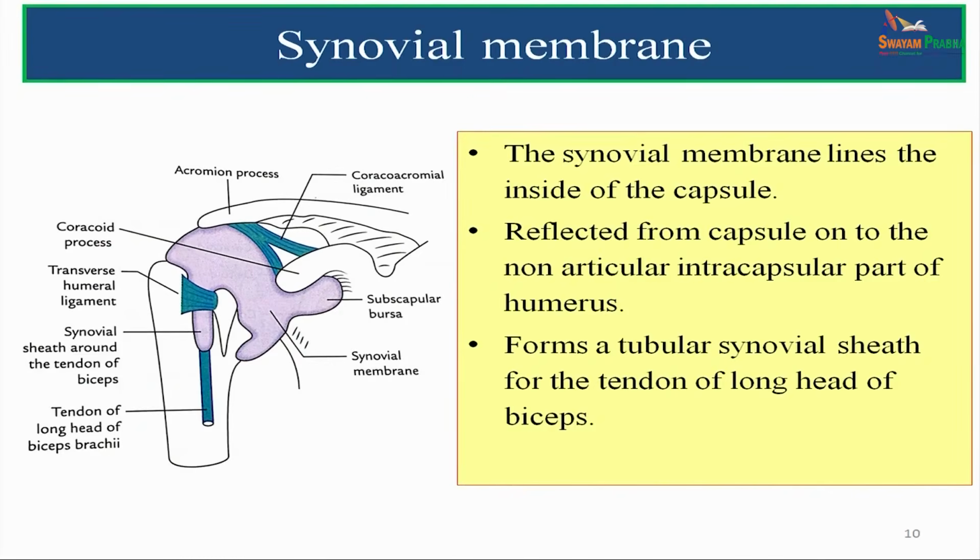The synovial membrane lines the inside of the capsule. The shoulder joint is a synovial joint, so obviously the capsule of the shoulder joint is lined on its inner surface by the synovial membrane. The synovial membrane is reflected from the capsule onto the non-articular intracapsular part of the humerus. It forms a tubular sheath as well, for the long head of the tendon of biceps brachii muscle to come out of the joint cavity.